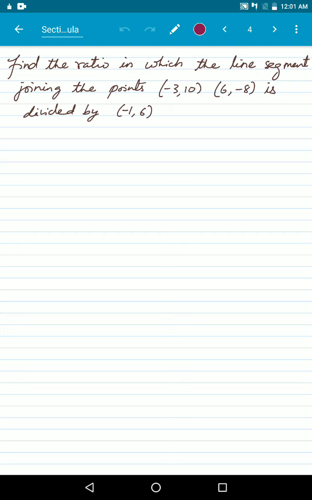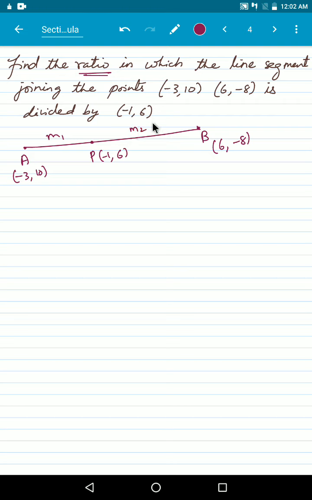Now see here. Find the ratio in which the line segment joining the points (-3, 10) and (6, -8) is divided by (-1, 6). Now we need to find the ratio. Let us draw a rough diagram again. Let us take this as A and B. A is (-3, 10) and B is (6, -8), and the point P is given, (-1, 6). We need to find the ratio m1 to m2.